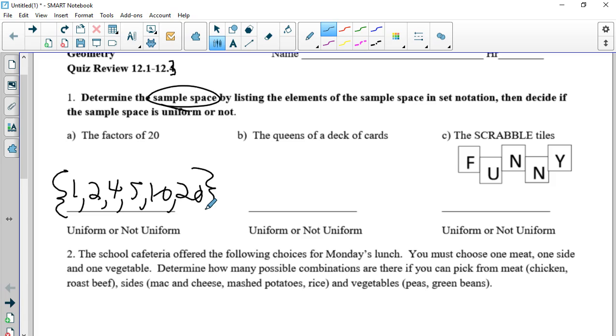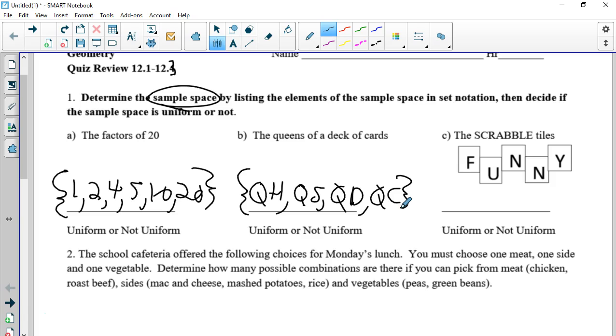Okay, for B, the queens of a deck of cards. You can do whatever you want to symbolize this, but I'm pretty much like, Queen of Hearts, so QH. All right, so we have our Queen of Hearts. Then you got your Queen of Spades. You got your Queen of Diamonds, and you got your Queen of Clubs. I figured out probably why I have so much trouble with braces, because they're kind of like threes, and I think of threes.